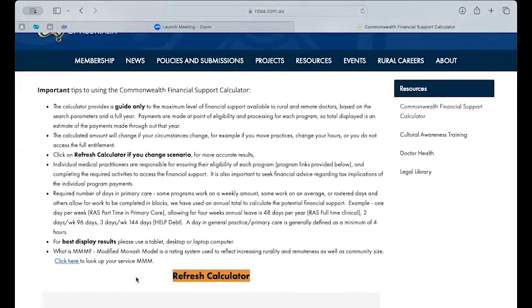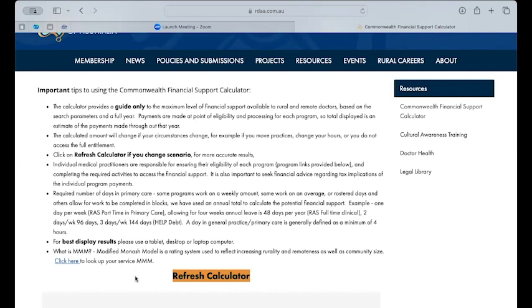As mentioned, you're responsible for working out your eligibility. In the calculator, there is a question regarding the number of days you work in primary care. Various programs have different requirements for the number of days. Some are averaged, like the HELP debt, where you need to be working in general practice 3 days a week to be eligible. Others, like the rural advanced skills, you can do a day a week if you're part-time, or 2 or 3 days a week, or you could do it in a full block.